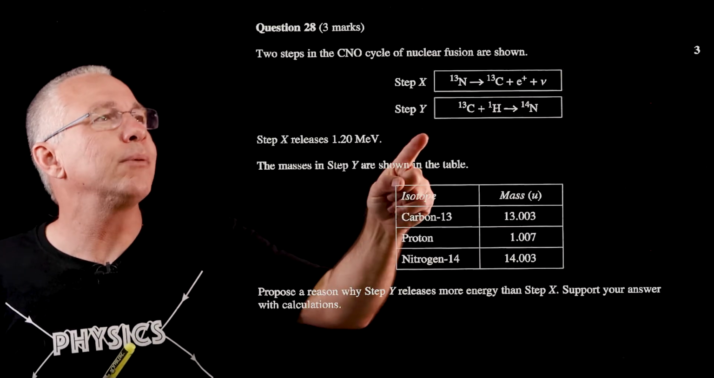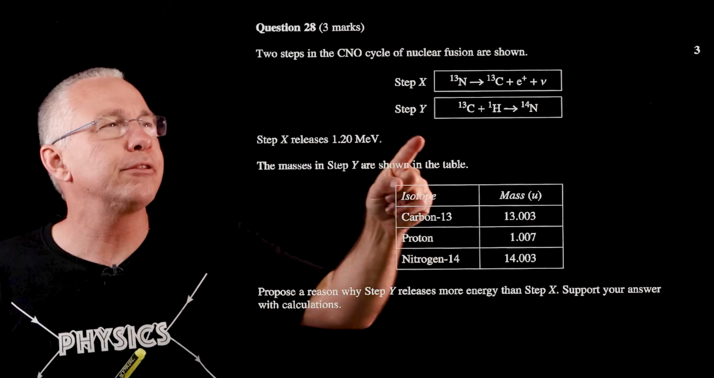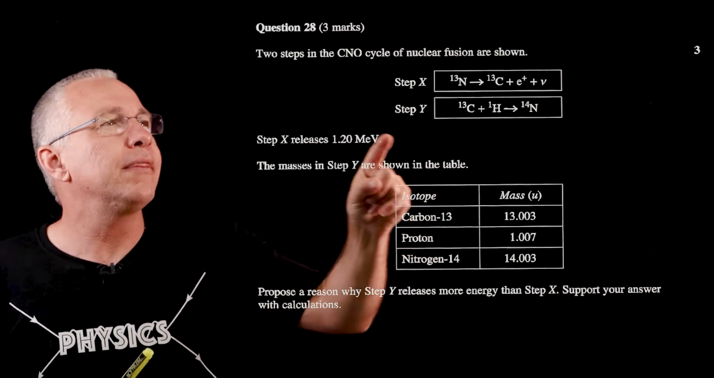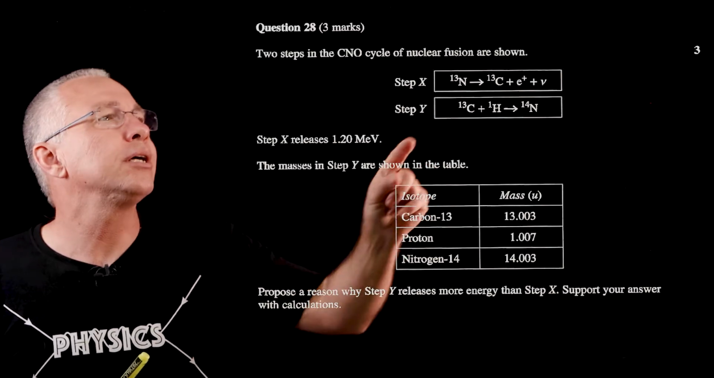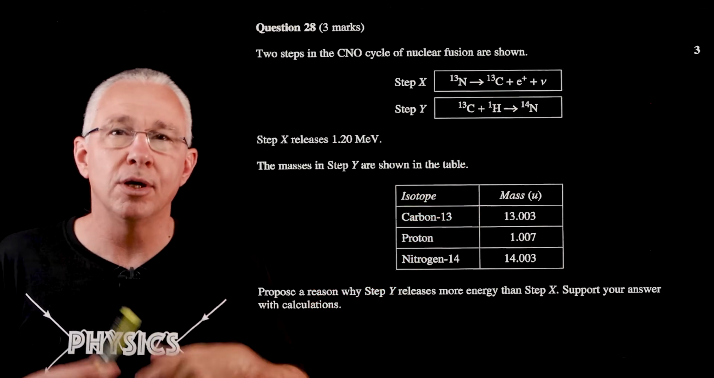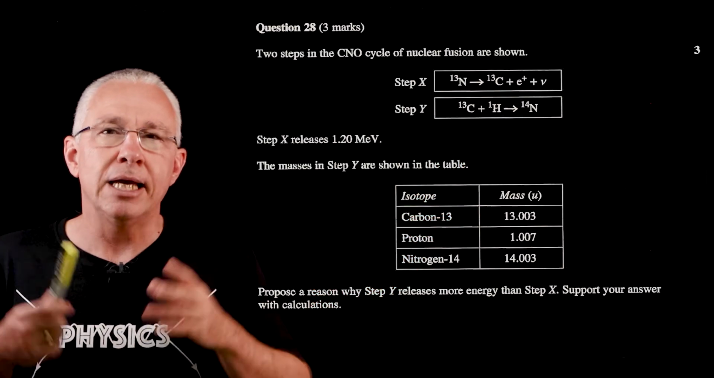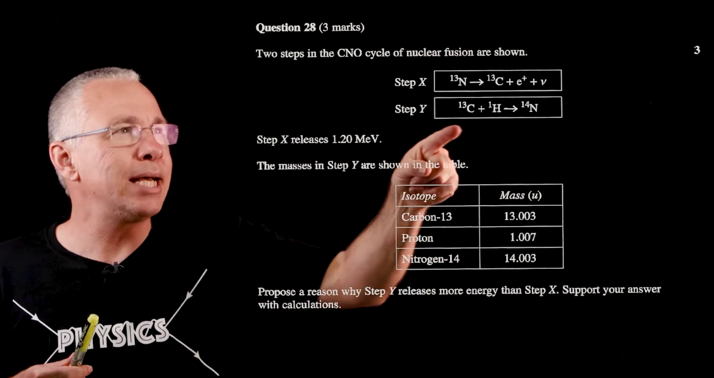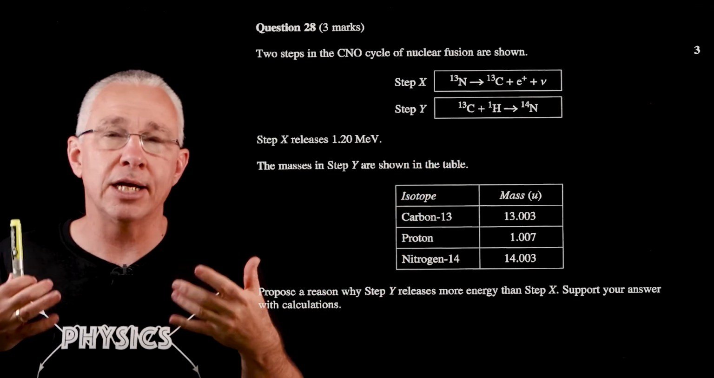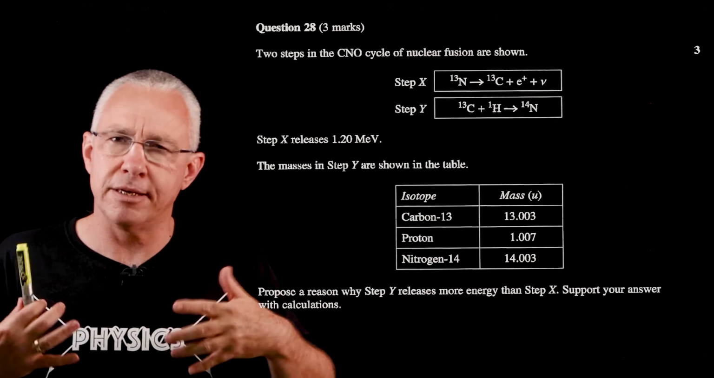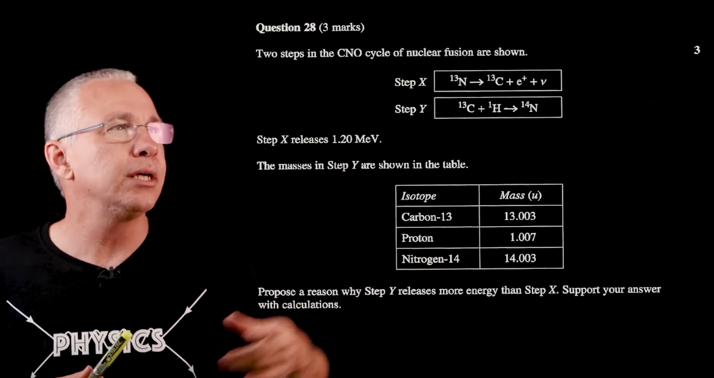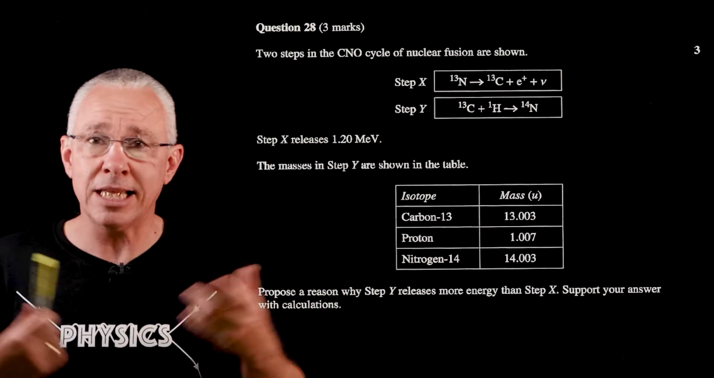Now in step Y, what we see here is we have the carbon-13 that we had before, and that combines with hydrogen to become nitrogen-14. And we need to argue that the mass defect for step Y is going to be greater, and this converts into energy, than the value that we get here. And that's basically what we do.